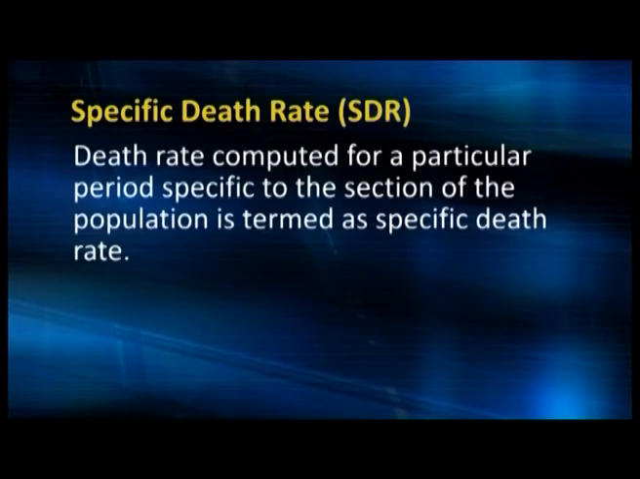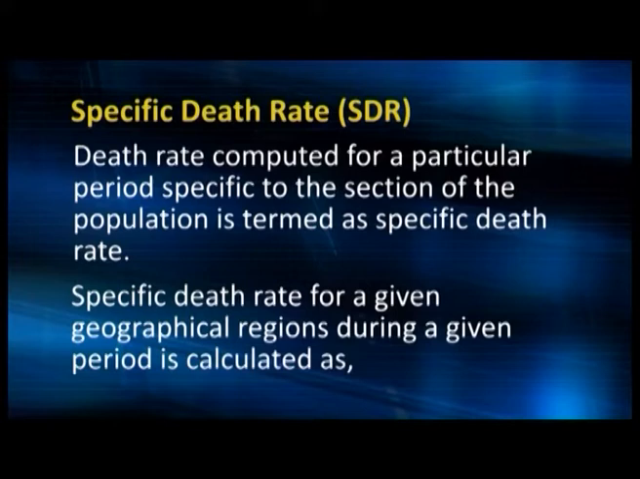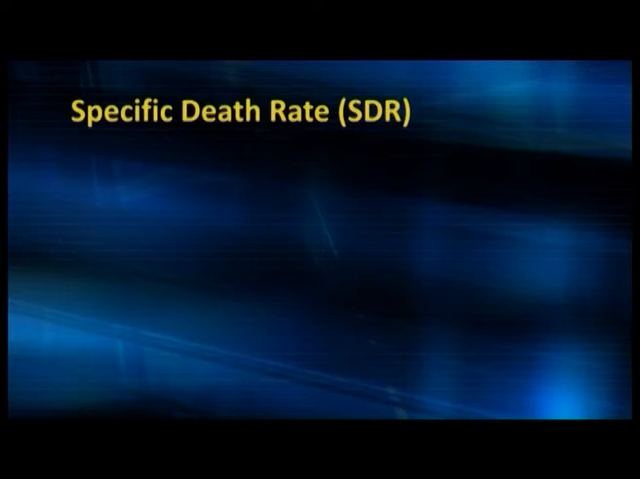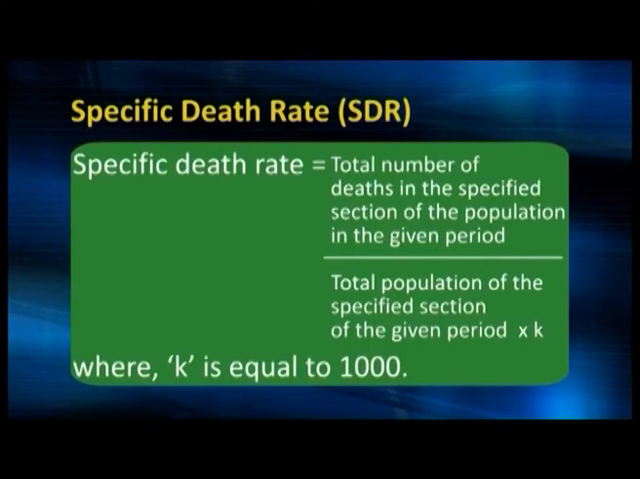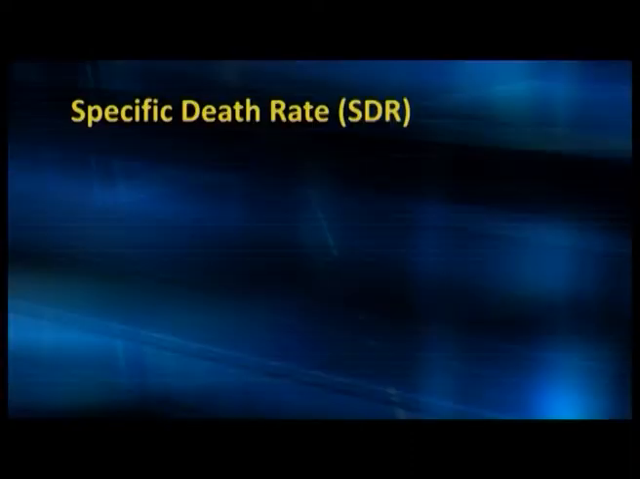A death rate computed for a particular period, specific to a section of the population, is termed a specific death rate. The specific death rate for a given geographical region during a given period is calculated as: specific death rate is equal to the total number of deaths in the specified section of the population in the given period, divided by the total population of the specified section in the given period, into K, where K is equal to 1000. Usually, specific death rate is computed for specific age and sex.